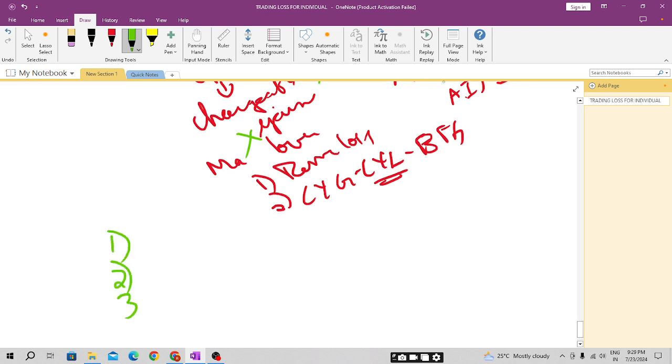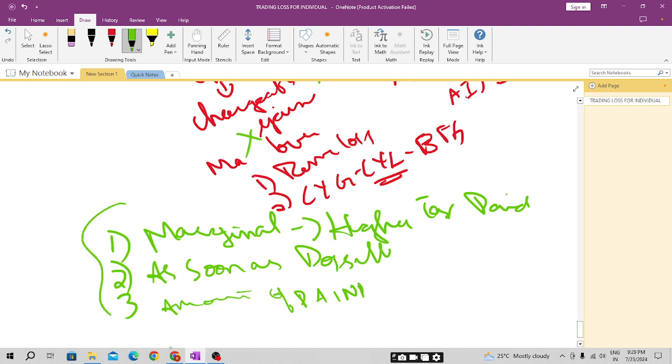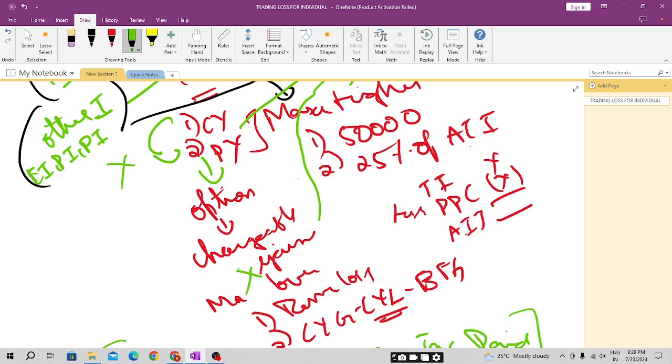First, the factors which affect the loss relief: marginal rate, that is the highest tax paid. The second one is as soon as possible. These are the factors which will affect our loss relief claiming order. Then the amount of personal allowance or nil rate band wasted. We'll be covering this further in detail, no issue. We've just given an introduction. So I hope the loss relief for ongoing years is clear.